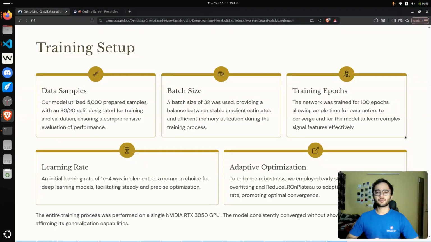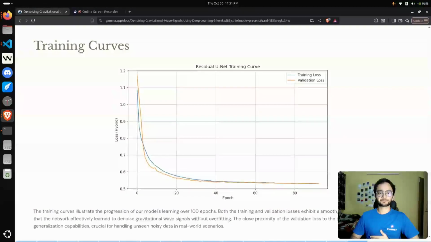The model had about 30,000 parameters that needed to be adjusted. The learning rate was initially 10 to the power minus 4, which is a common choice for deep learning models. To enhance robustness, we employed early stopping to prevent overfitting. The entire training process, like I said, was performed on my NVIDIA RTX 3050 GPU, and the model consistently converged without showing signs of overfitting.